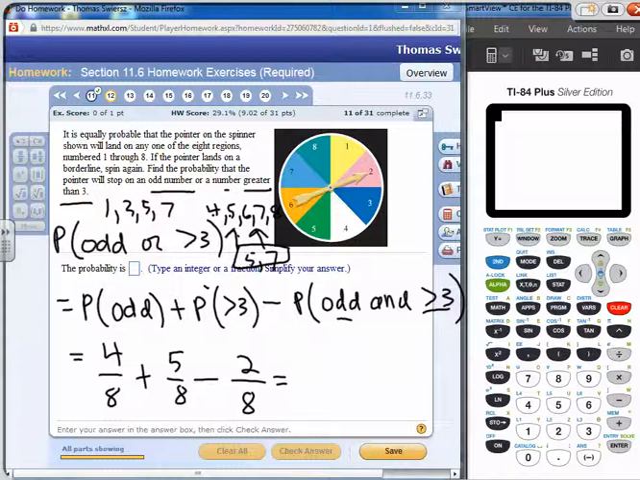So we would get 4 plus 5 is 9, minus 2 is 7 out of 8, okay? Which would be the probability of either an odd number or a number greater than 3, okay? Again, remember, you add the probabilities and subtract the overlap. In this case, odd and greater than 3 would be the 5 and the 7, so we subtracted 2.